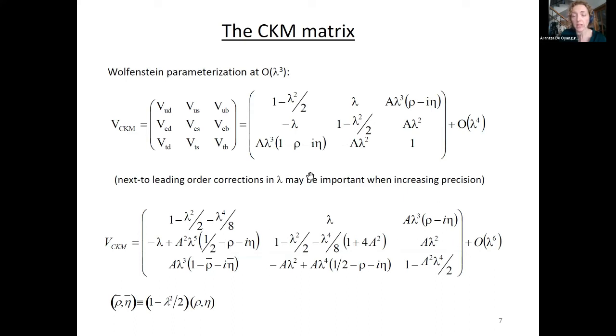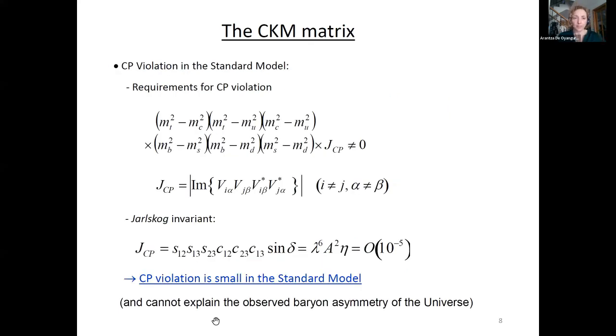And okay, you have here the expression if you want it to a higher precision. Also, sometimes you have a change of variable and instead of using just rho and eta, you remember the four parameters we have: rho, eta, A, and lambda. These four are the ones that are important. Sometimes you will see rho bar and eta bar, which is just this change of variable here. And why is this of interest, or how can we work with this CKM matrix? Before that, I forgot.